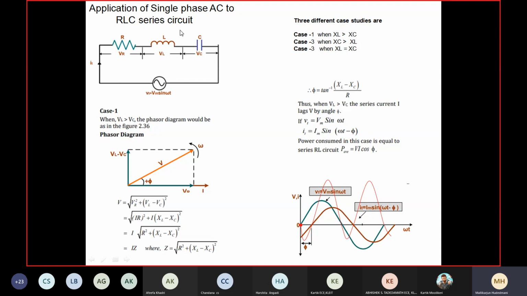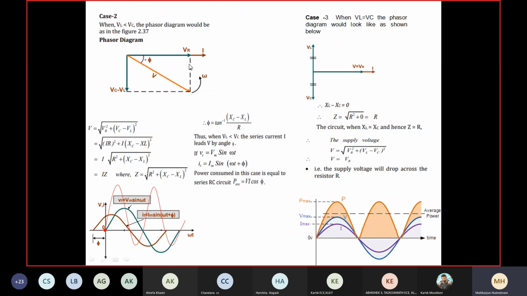So VL is above the representation like this, VC is below. If this case is considered, you can see VC is downward, VL is upward. Net dominance is VC. Therefore, you will find the vertical side hanging down is VC minus VL. So this side, dotted or solid line which is shown here, is the dominance of capacitance, which is VC minus VL. So I have VC minus VL and VR.